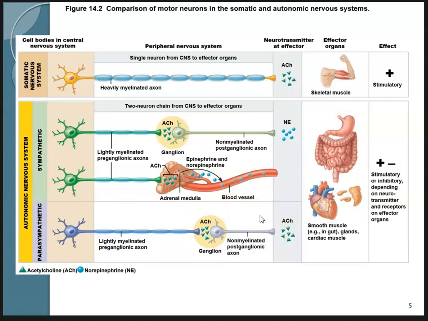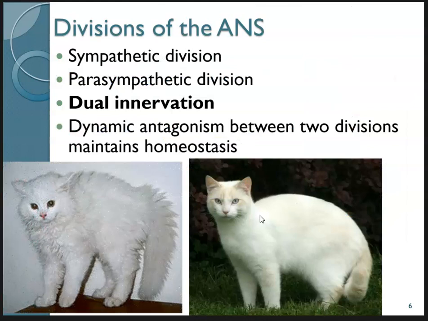So in terms of our autonomic nervous system, right, most of our organs have dual innervation. Not all, but most do. Sympathetic is fight or flight, while parasympathetic is called rest and digest.